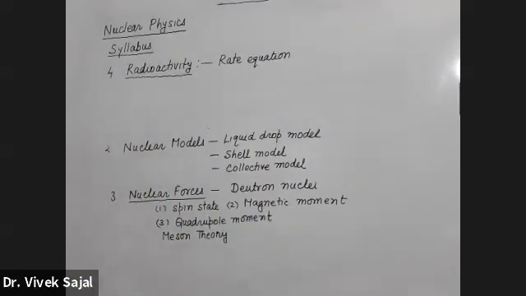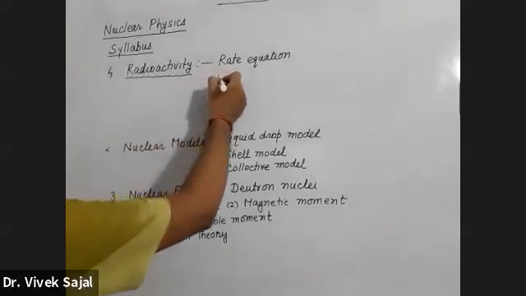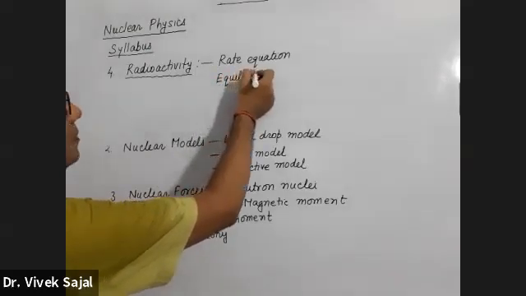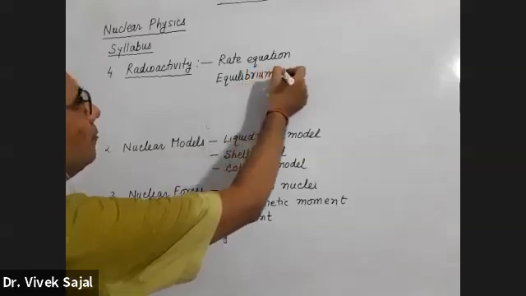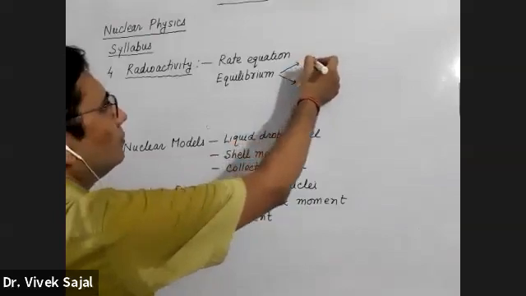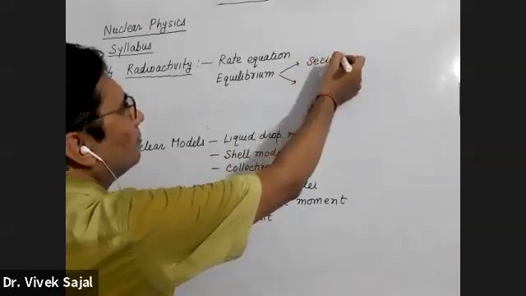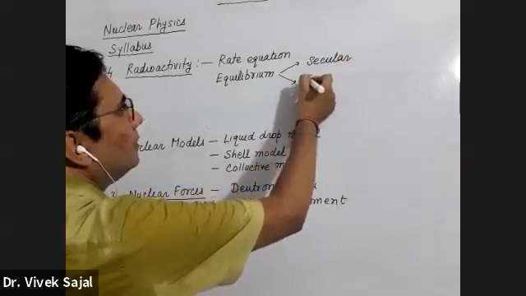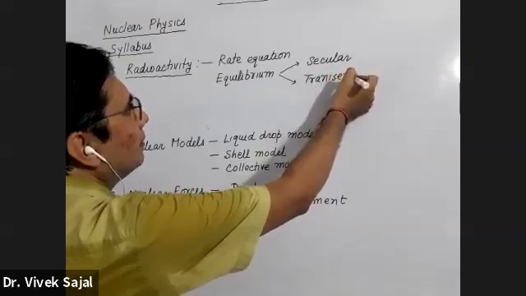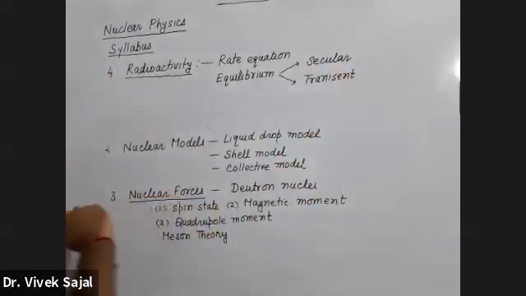Now on the basis of this rate equation, I will discuss the equilibrium that can exist in a radioactive series. Two types of equilibrium I will discuss. So the next topic will be equilibrium. One is known as secular equilibrium, and the second is known as transient equilibrium.